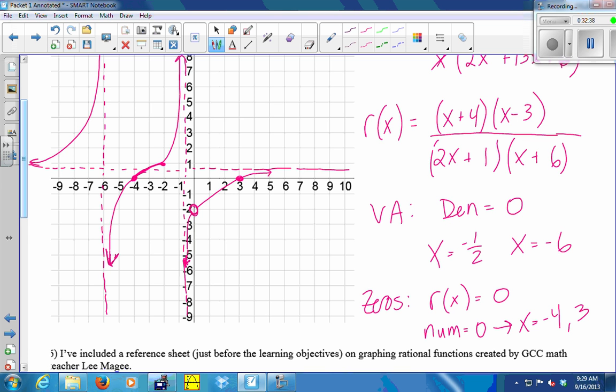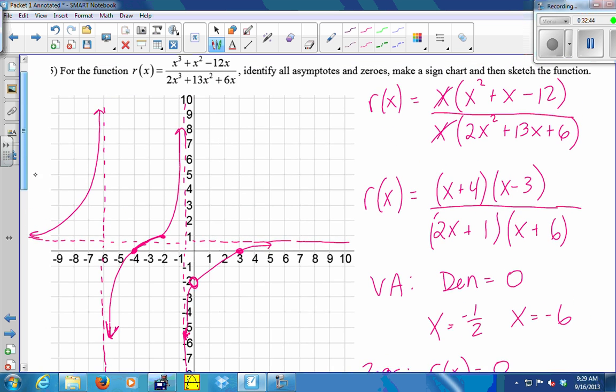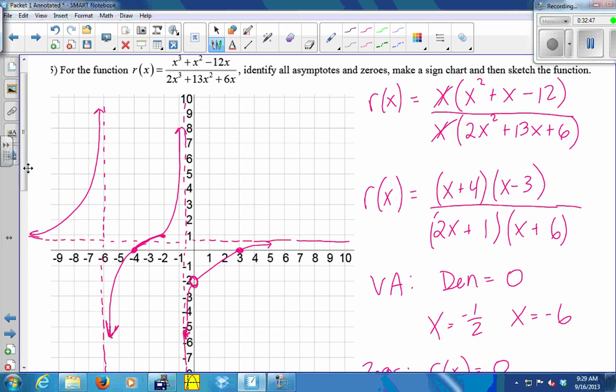That's a great question. Why did we cross the horizontal asymptote? So the idea behind a horizontal asymptote is that it tells you end behavior. So it's an asymptote that the graph approaches at its ends. So you can cross it locally. That just governs end behavior.